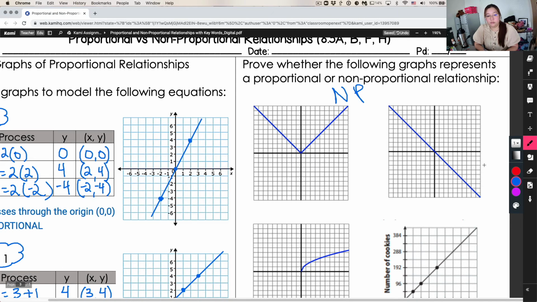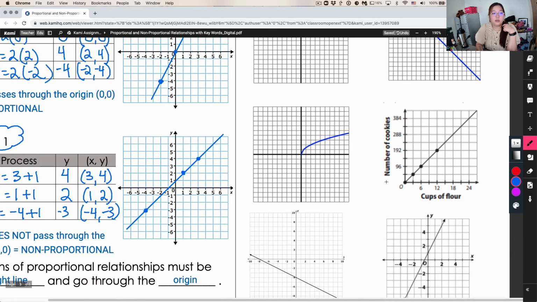This one, let's look at this one. Is it a straight line? Yes, check. Does it pass through the origin? Yes, check. This is proportional. That's the only mental checklist. See, this is much easier than equations. Straight line, yes. Pass through the origin, yes. Then it's proportional.